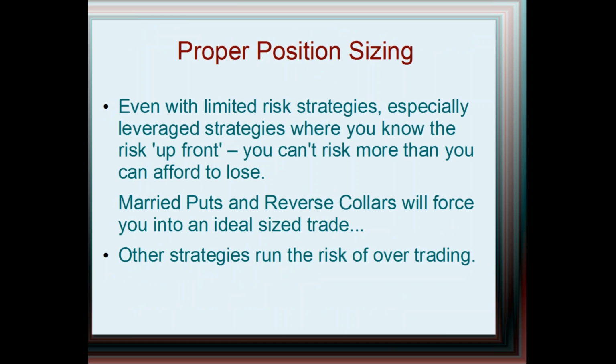So, proper position sizing, even with limited risk strategies, especially the leverage strategies where you know the risk up front. Those of you doing credit spreads, I might enter a bull put spread. I've got a 5-point spread and I receive a 50-cent net credit. I know up front that the most I can lose on that position is $4.50. But what I also know is that I'm taking a 9-to-1 risk-reward ratio. I'm risking $4.50 to try to make 50 cents.